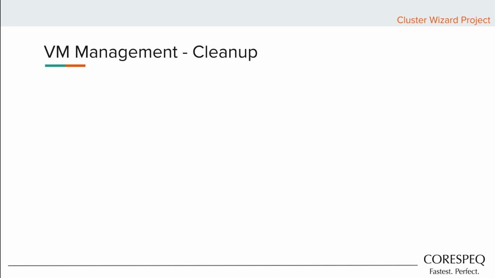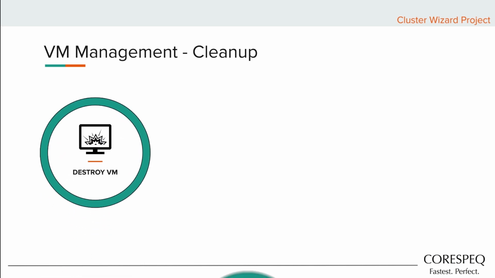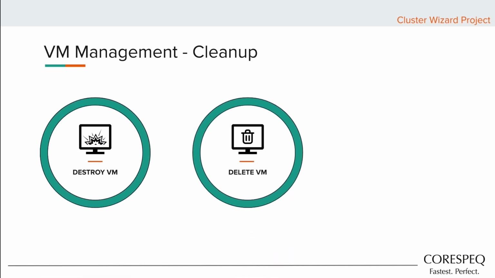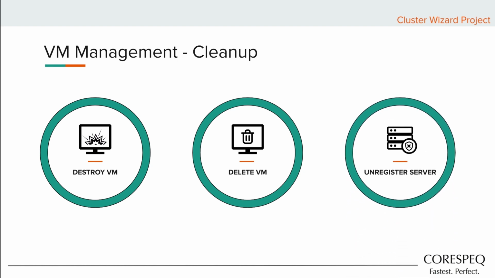VM management, cleanup. In this section, we will have a look at cleaning up the VMs and the known node wizard server list. To do so, we will start by shutting down a VM using VM destroy. Then we can delete the VM. Finally, we will have a look at the unregister server command. Let's have a look at the syntax for the commands used in the VM management cleanup stage.